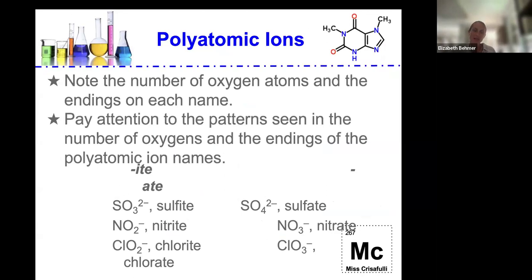So sulfite has 3 oxygens, nitrite has 2 oxygens, chlorite has 2 oxygens, and chlorate, you can see there as well, has 3 oxygens, nitrate has 3 oxygens, and sulfate has 4 oxygens. So you can kind of see the differences there.